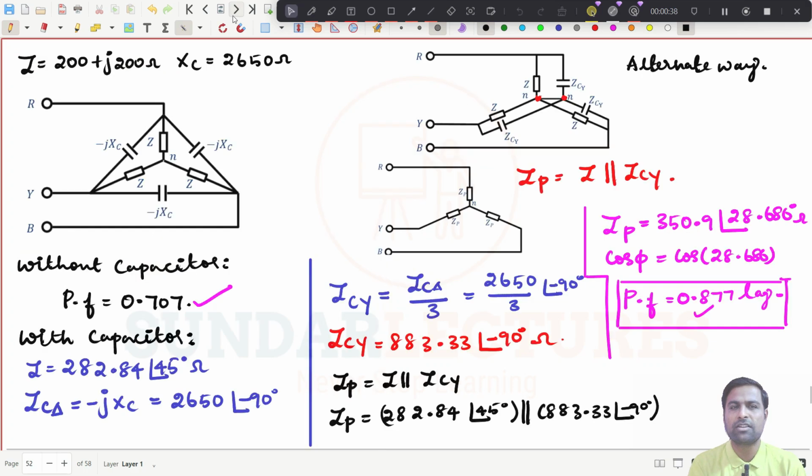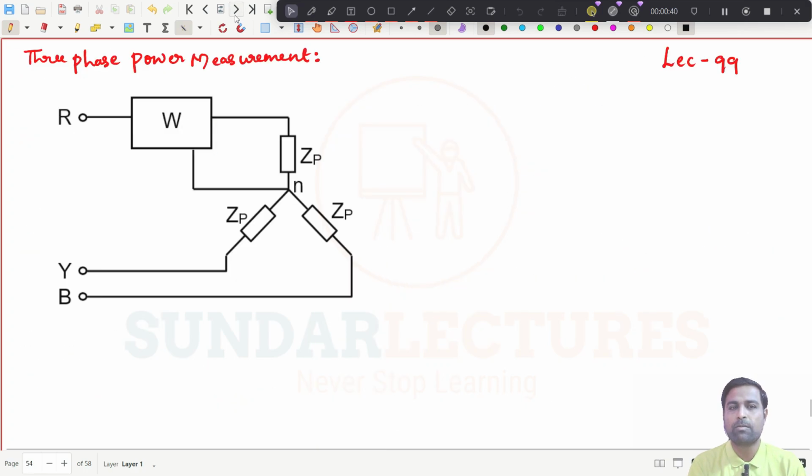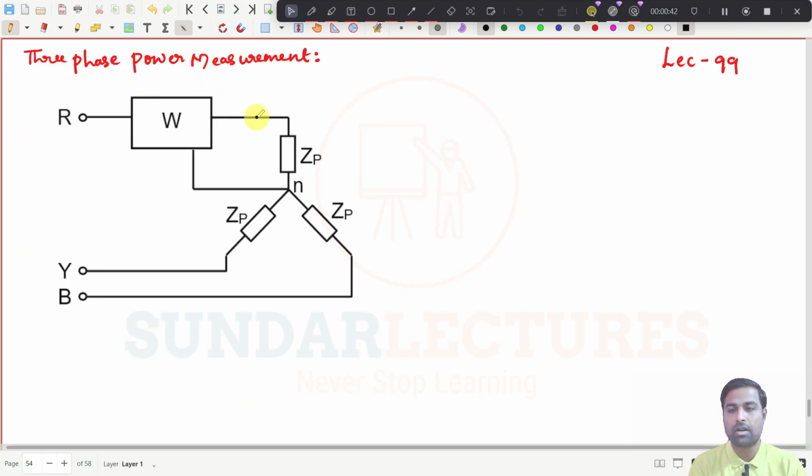Now in this class it is a new topic: we are going to measure the power. Now what is the power in a three-phase circuit? For example, let us take a star connected load like this, and we need to measure what is the power in each phase.